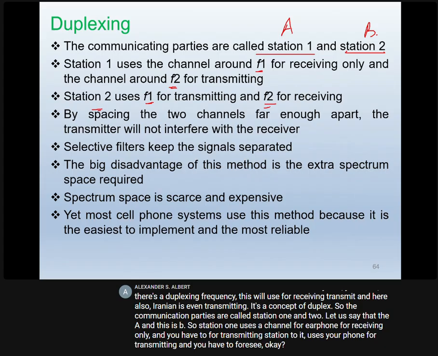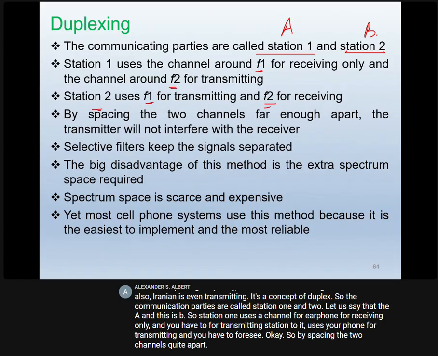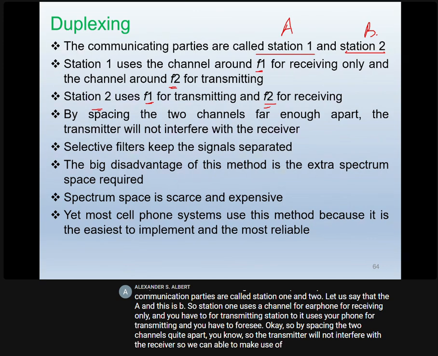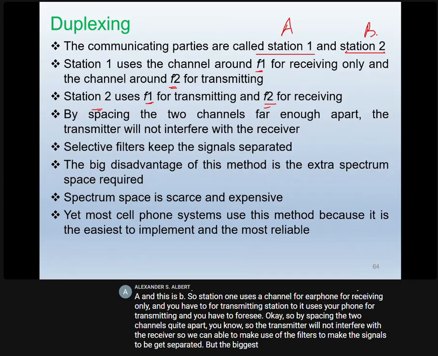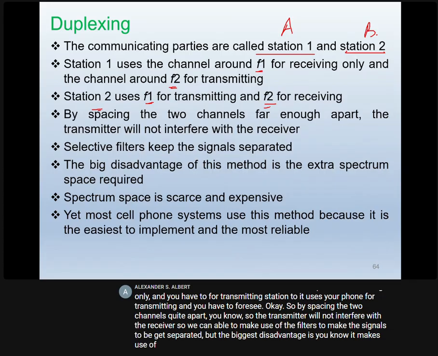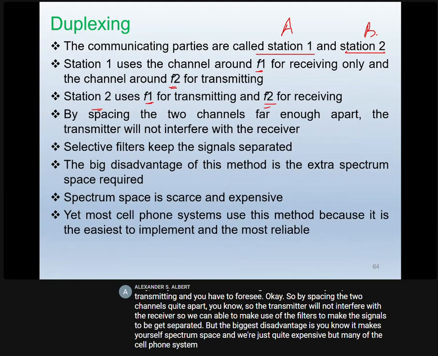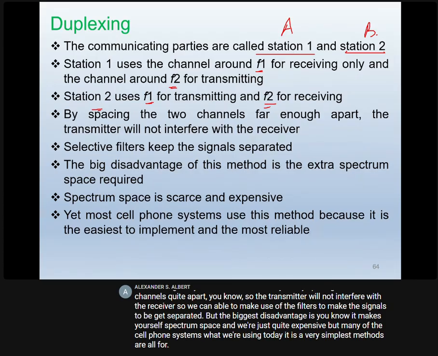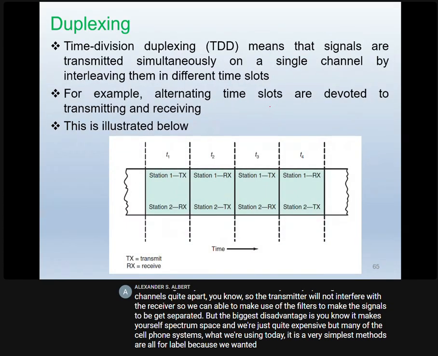By spacing the two channels quite far apart, the transmitter will not interfere with the receiver. We can make use of filters to separate the signals. But the biggest disadvantage is that it makes use of extra spectrum space, which is quite expensive. But many of the cell phone systems we use today use it, as it is the simplest method and also reliable, because we want two-way communication.